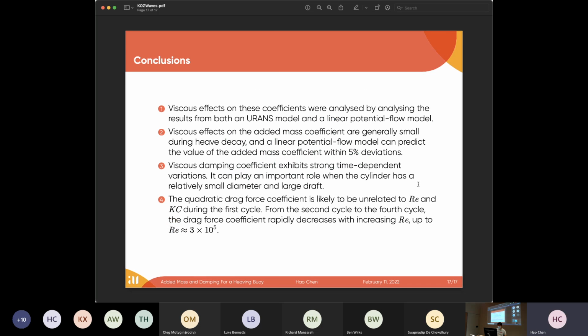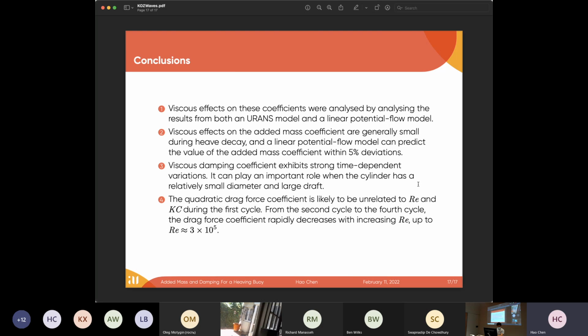So in conclusion, what we have done is investigate the viscous effects on the added mass and damping coefficients by comparing the CFD model with the linear potential model. We found that the added mass effects are fairly small, within 5% for most of the cases, but we find a strong dependence of the damping coefficient. The first cycle damping is dominated by the inertia effects, but the viscous effects start to grow from the second cycle.